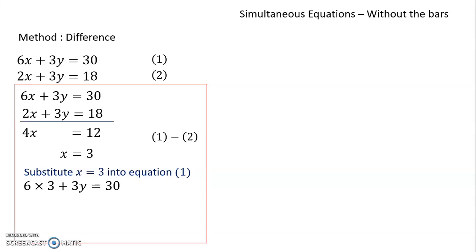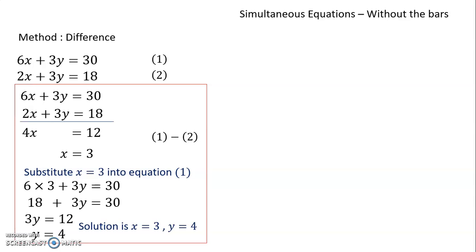And I'm going to say, okay, instead of 6x, I've got 6 lots of 3 then. So 6 lots of 3, add 3y is equal to 30. 6 multiplied by 3 is 18. And then I'm going to subtract 18 from both sides to give me 3y equals 12 and divide through by 3. So there's my solution. I've got the solution is x is equal to 3, y is equal to 4.